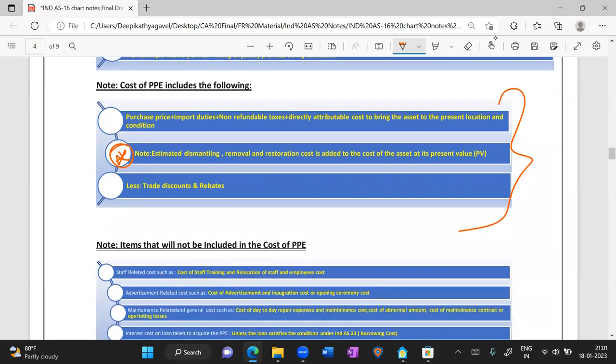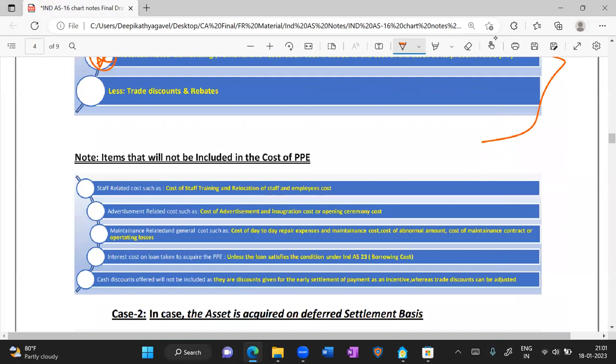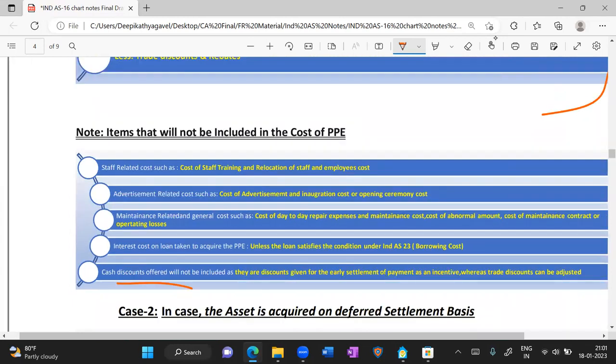And in case there's any trade discount or rebate, you will reduce it. But in case there's any cash discount, that will not be adjusted to the cost of PPE. Why do you not adjust cash discount to the cost of PPE? Because cash discounts are basically early settlement incentives that are being given, and that has nothing to do with the cost of the property, plant and equipment.